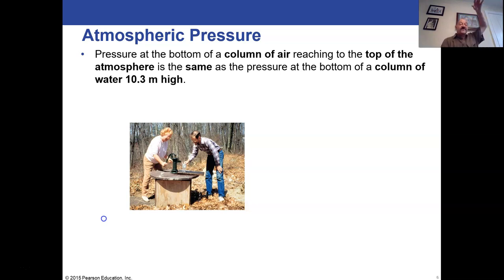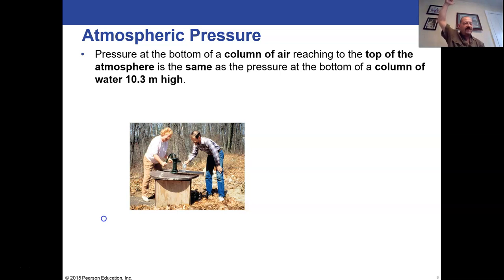So a 34 foot tall tower of water, no matter how big you make it, is the same weight as the same size tower, the same width tower of air that goes all the way up to the top of our atmosphere. That's a big difference, but that's because water is much denser than air. Enough so you can squeeze it down to 34 feet, 10.3 meters. Well, the problem with that is this.